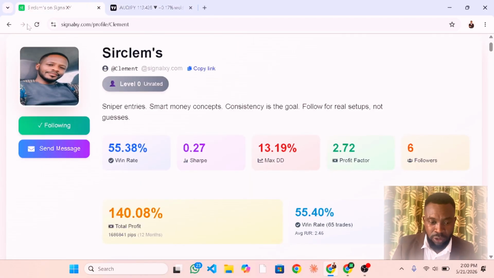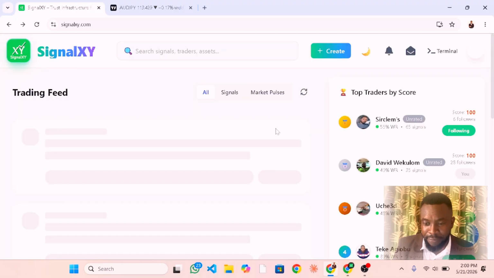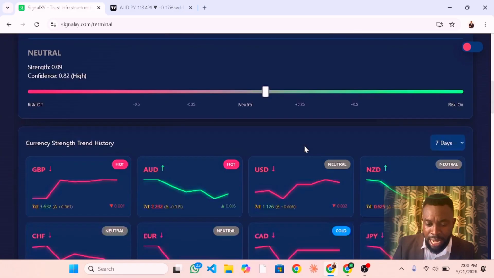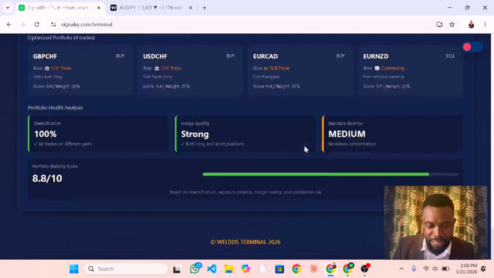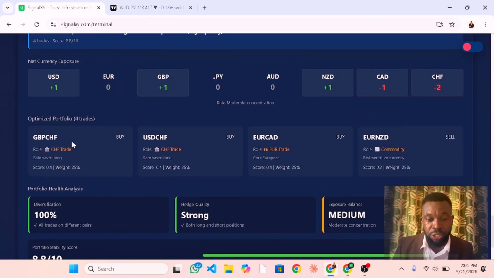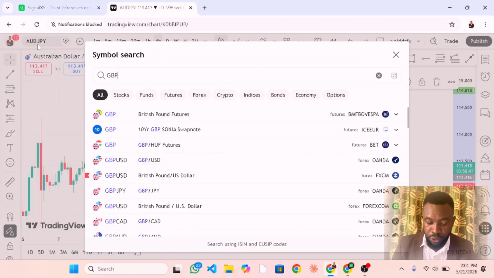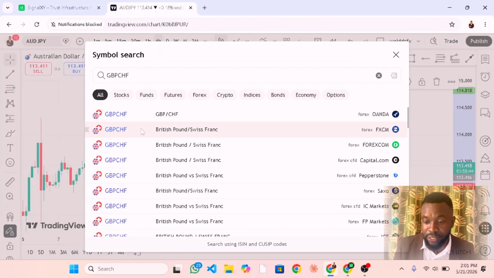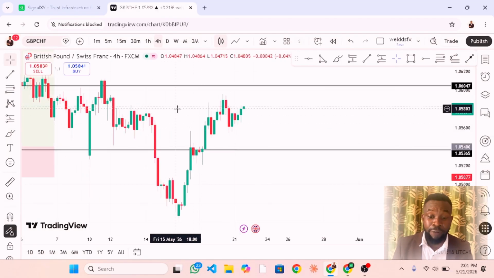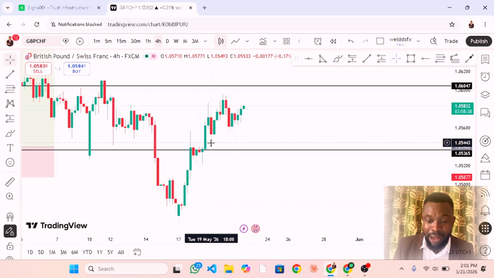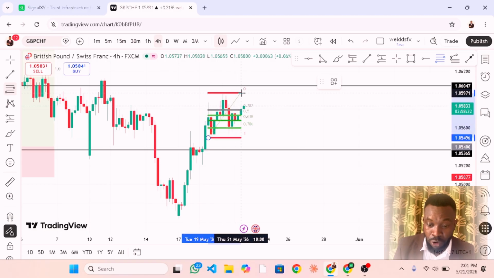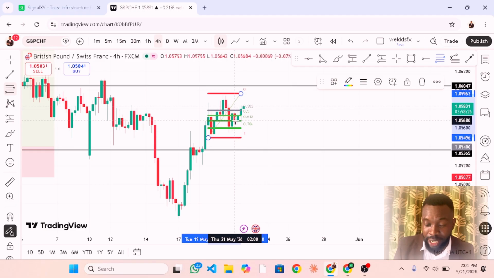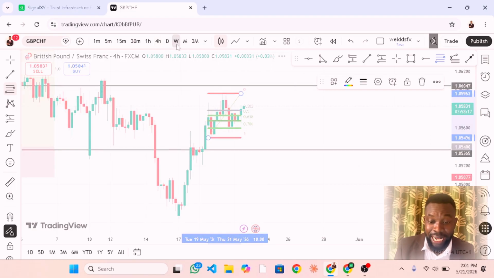If we quickly go back to the terminal, you will see what we have next. Going back to the terminal, I told you there are about 4 currency pairs that we are supposed to analyze. Let's go and look at GBP CHF. This is another trade idea that you can take. For GBP CHF, it's actually a buy. From the 4-hour time frame, you can see that the market is actually pushing, from this level up to that point. We already executed the trade here. This is one of the trades that is running in my account on SignalXY, and you can see it pushing forward. But let's do a further analysis on this.